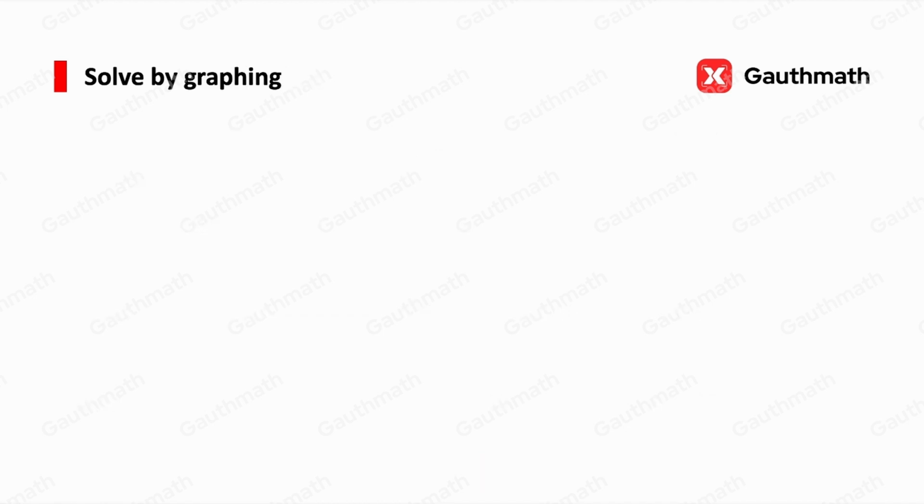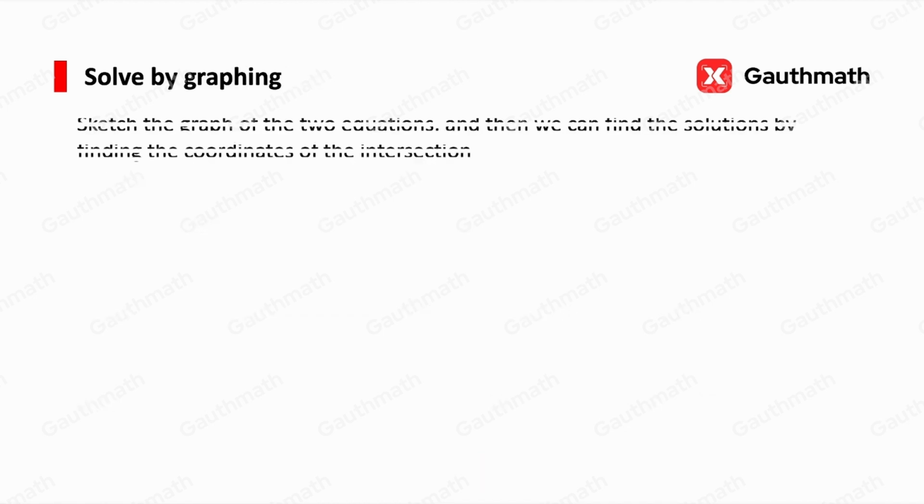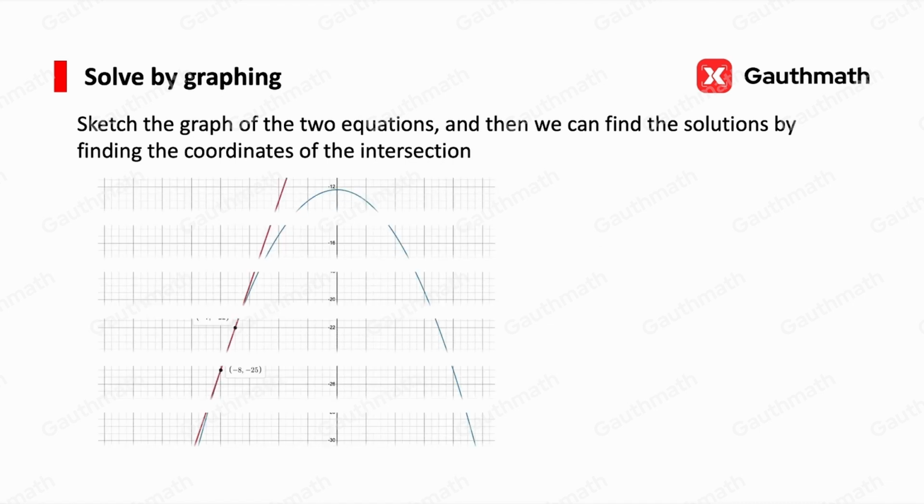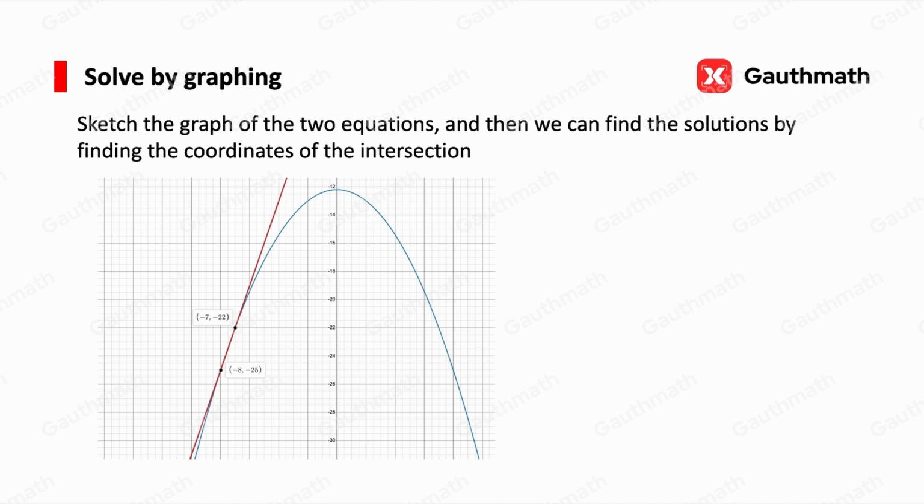And the second method is solving by graphing. So we may sketch the graph of the two equations, and then we can find the solutions by finding the coordinates of the intersection. We may sketch the two graphs. So one of the graphs is a straight line, and the other one is a parabola.